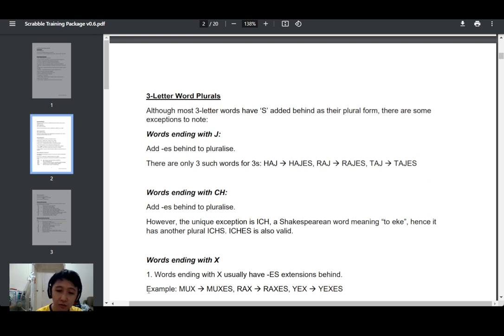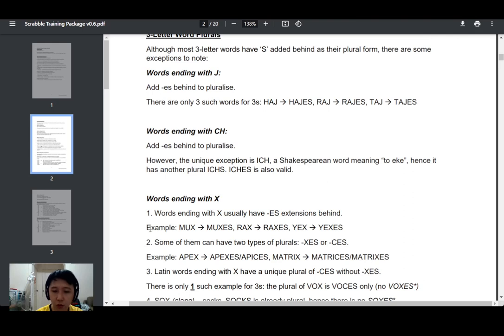Next, for words ending with ch, in general, you will add es behind to pluralize. However, the exception is ich, which can be pronounced eek. It's a Shakespearean word meaning to eke out, meaning maybe to squeeze out a tight wind, for example. You can tell from the sound, it sounds more like a K rather than an H. So ichs is valid, but as an alternative, there is also iches.